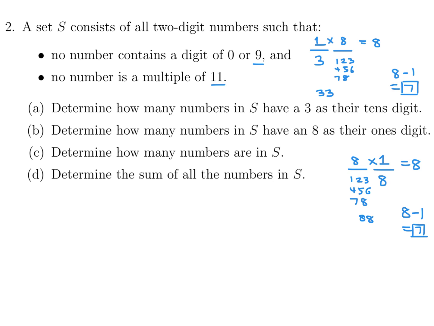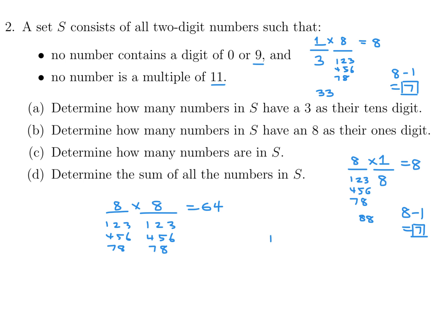How many numbers are there in S? Okay. Well, again, you have 2 numbers. The first number can be a 1, a 2, a 3, a 4, a 5, a 6, a 7, or an 8. So you have 8 choices there. The second number can be the same thing, 1, 2, 3, 4, 5, 6, 7, or 8. So we have 8 choices there. And therefore that's 64. However, we cannot have any multiple of 11.